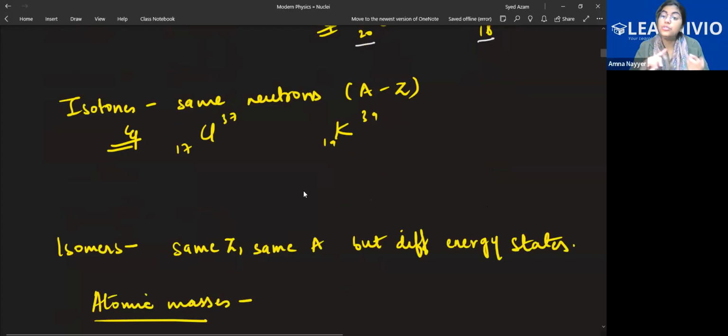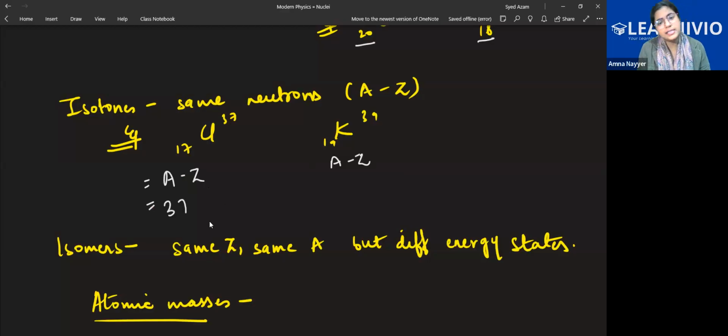Then you have isotones. Isotones are where the neutron number is the same. So see, chlorine and potassium, they are completely different elements, different A, different Z. But see, if I take A minus Z here and I take A minus Z here, 37 minus 17, that will be 20. And 39 minus 19 will be 20. So the same value of number of neutrons means these are isotones.